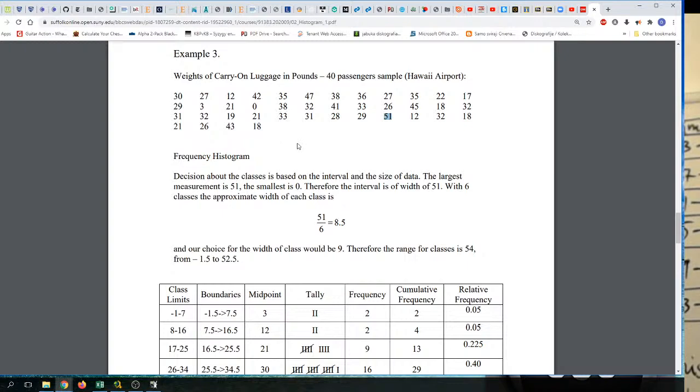So if I have to cover the 51 object that is 51 long, I need to cover that with the 54. That means I have 3 extra. Not inches, but in this case pounds, right? 3 pounds extra. So I'm going to use half of that, 1.5, below the smallest one, and half, 1.5, above the biggest thing. So the smallest one is 0, so 1.5 below 0 is negative 1.5. And 1.5 above 51 is 52.5.